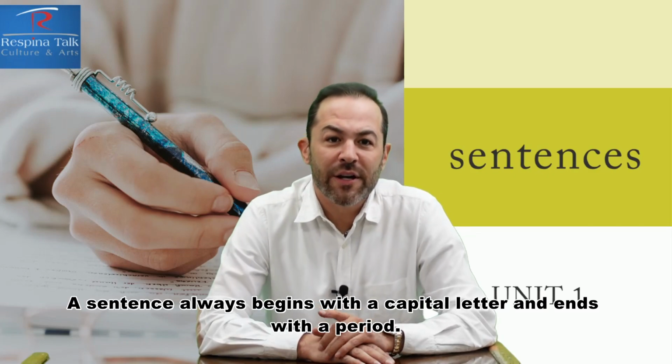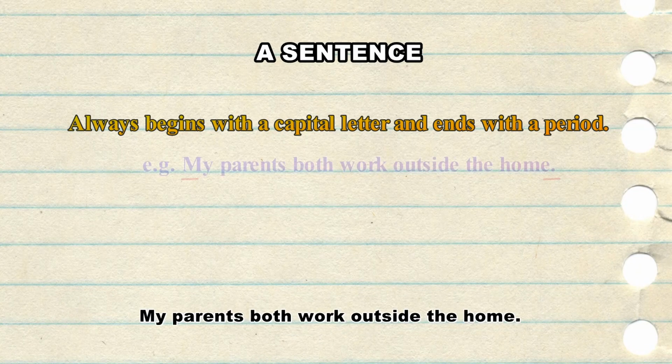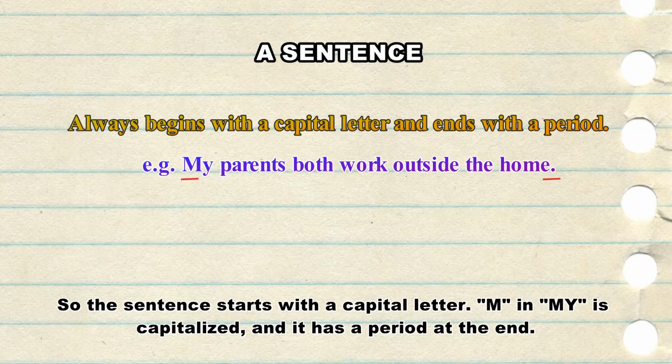A sentence always begins with a capital letter and ends with a period. Look at this example. My parents both work outside the home. So the sentence starts with a capital letter. M in my is capitalized, and it has a period at the end.